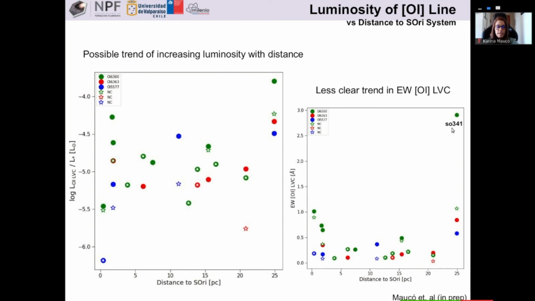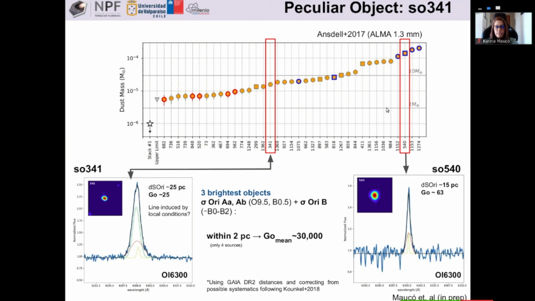It's very bright, it's detected in all the lines. But if you look at the submillimeter data from the work of Ansdell 2017, using ALMA at 1.3 millimeters, they estimated disk mass and they find this beautiful relationship that more massive disks are more distant from Sigma Ori. So the brightest source in our sample in the submillimeter is this source 540, a transitional disk, so it's expected to be bright. It's also detected in CO, and you can see in the spectra this beautiful emission in the oxygen I line, and it's located at 15 parsecs from the central massive system.